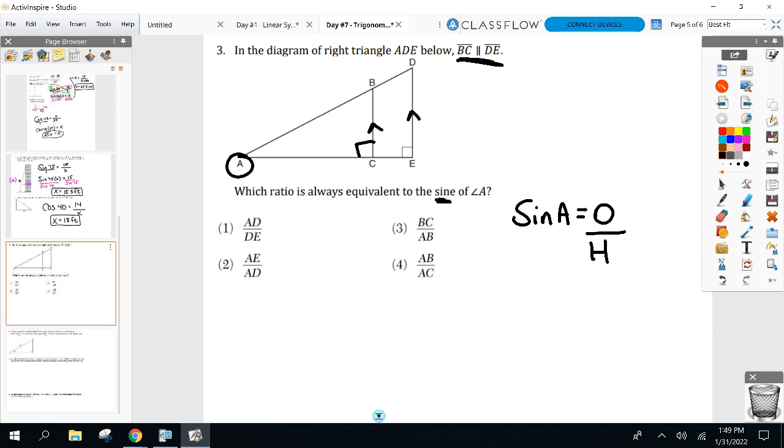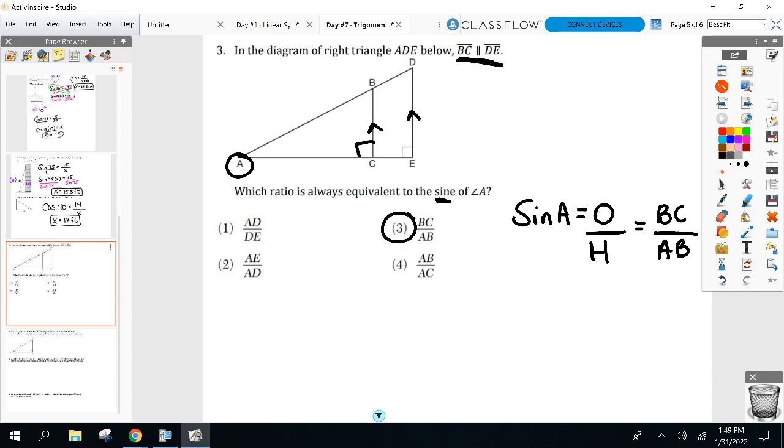So everyone ready? Angle A in the little triangle is opposite what side? BC. What's the hypotenuse of the little right triangle? AB, which happens to be choice 3.